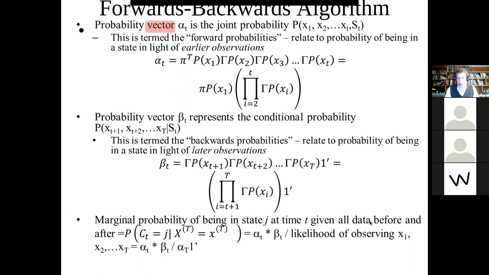And if you want to take all data into account before and after, you can just multiply these two, divide by the likelihood of observing x1 through xt, which is just alpha sub t times the row vector. I mean, alpha sub t is a vector, and so take the dot product with the row vector of all ones, just sums up all of its elements. So alpha times beta divided by the sum of all the alpha sub t for that given t, that's a constant. It's going to give you the probability of being in state j at time t, given all data before and after t.